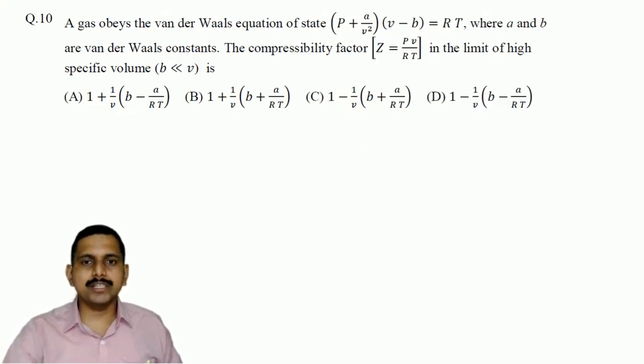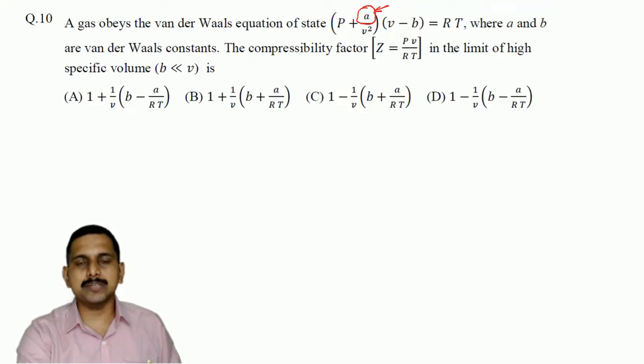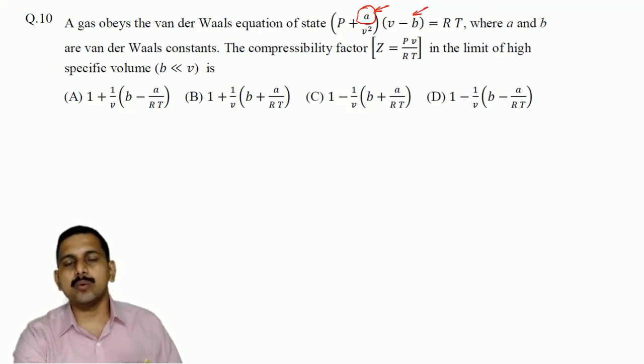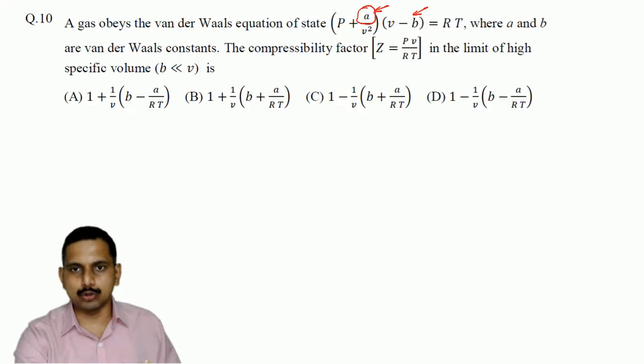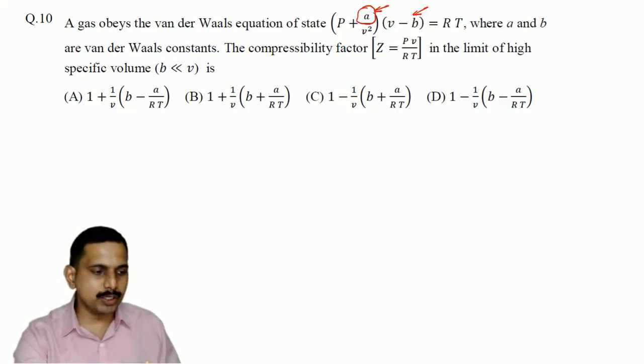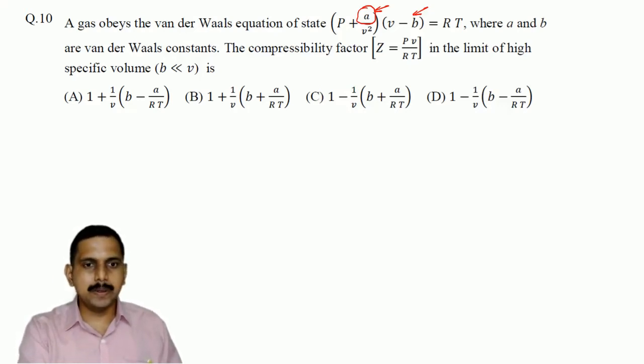Now if I consider the van der Waals equation, here the difference is, here we have a. What is a? It is because of the intermolecular attraction or repulsion. Okay, this a comes into picture. This b specifies the volume occupied by the molecules. Okay, so let us see how we can do it. So we have the equation (P + a/V²)(V − b) = RT.